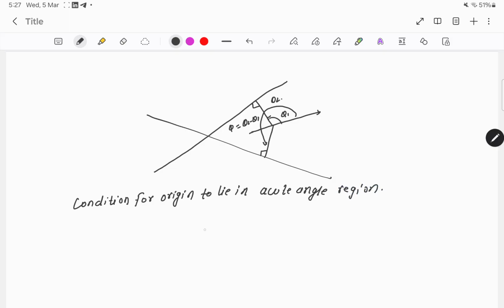So now I am going to apply cos of theta 2 minus theta 1 less than 0. Why cos? Because sine in 0 to pi is always positive, so I am going to apply cos. So this is cos theta 2 into cos theta 1 plus sine theta 2 into sine theta 1 should be greater than 0.